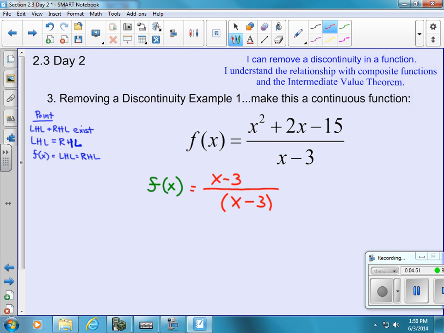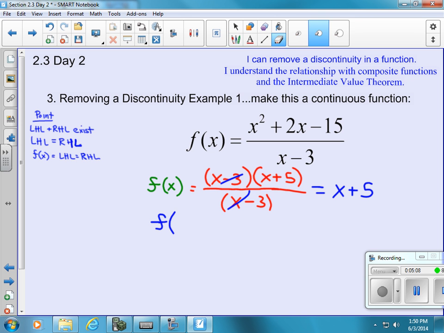If it's x minus 3, it must be x plus 5. So we cross out our x minus 3's, and we're left with x plus 5. So we can figure out what our function is going to be at 3. So take a 3, our function at 3 will be equal to 8.